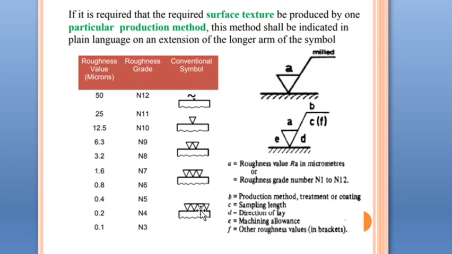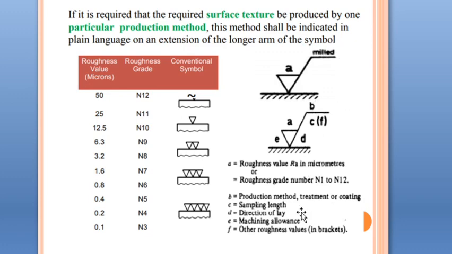A good surface finish means the number of triangles is 4, with an Ra value of 0.2 or 0.1. Therefore, 4 triangles are used. Here also the surface roughness is represented like this. Here the operation mentioned is the milled operation.